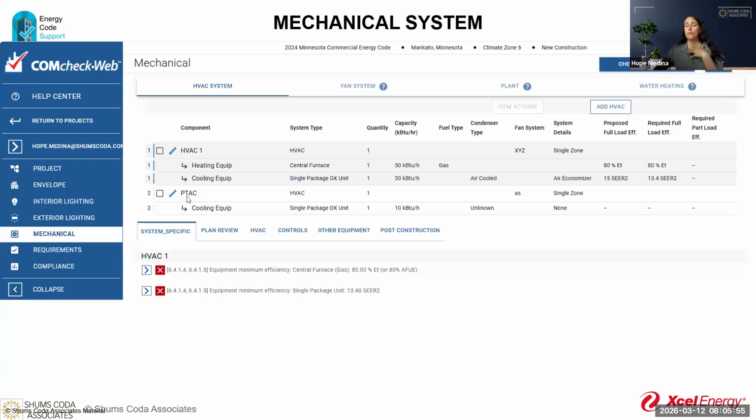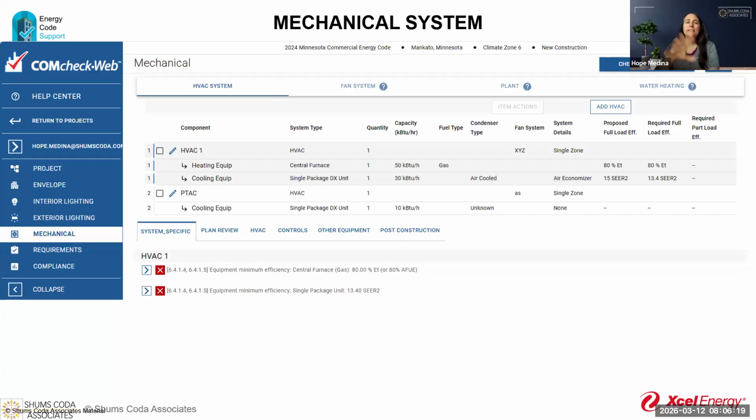In this particular one, it also contains information for a PTAC, because let's face it, you're doing hotels, and even now I'm seeing some multifamily that are utilizing PTAC systems. So just be aware, we have PTAC going on, and that's something we would find here.